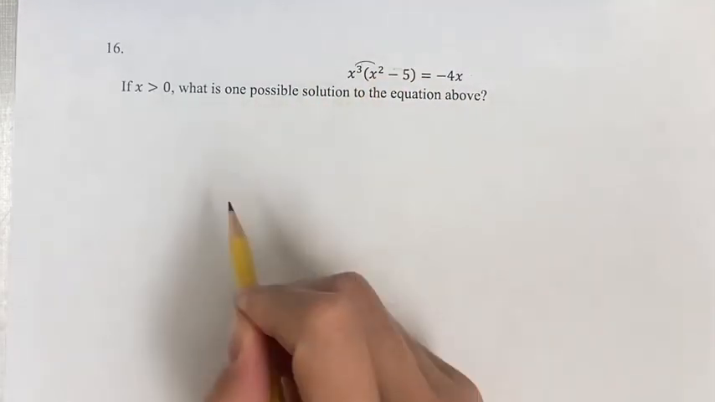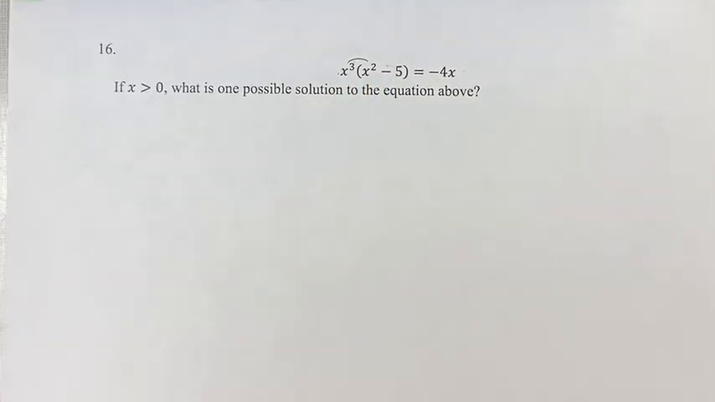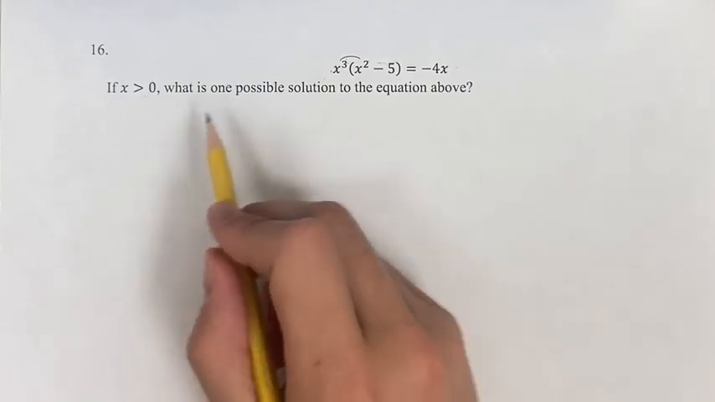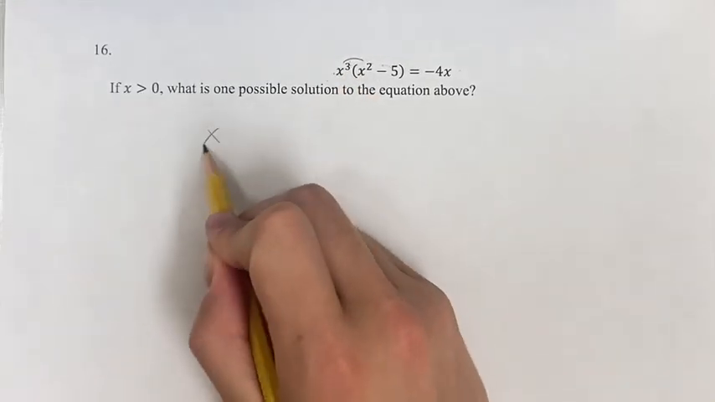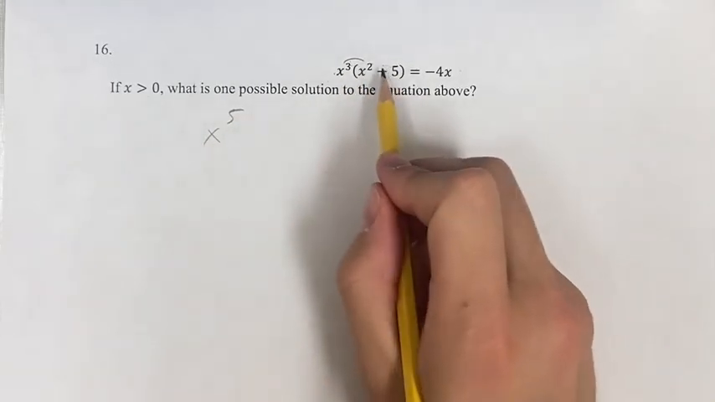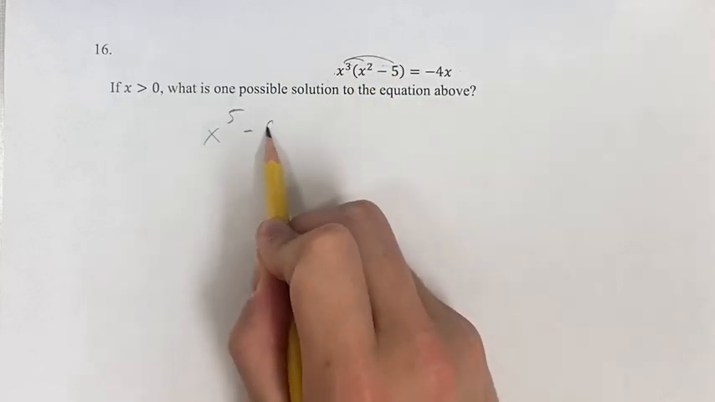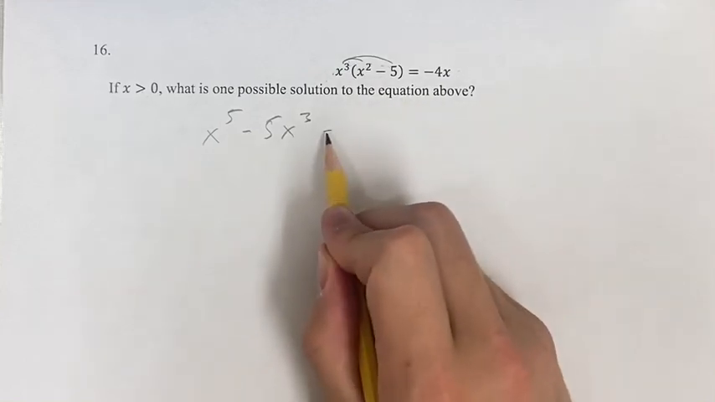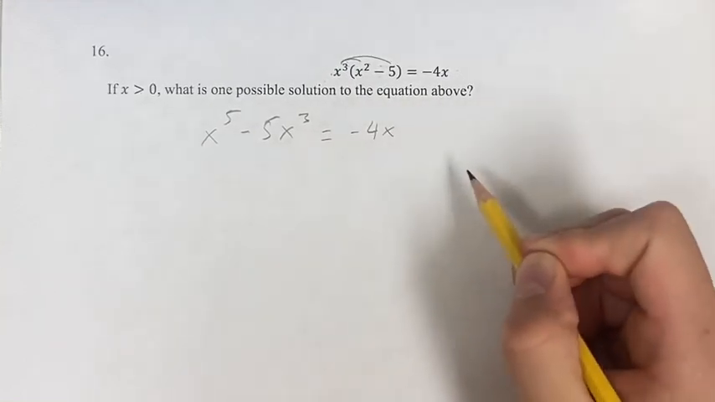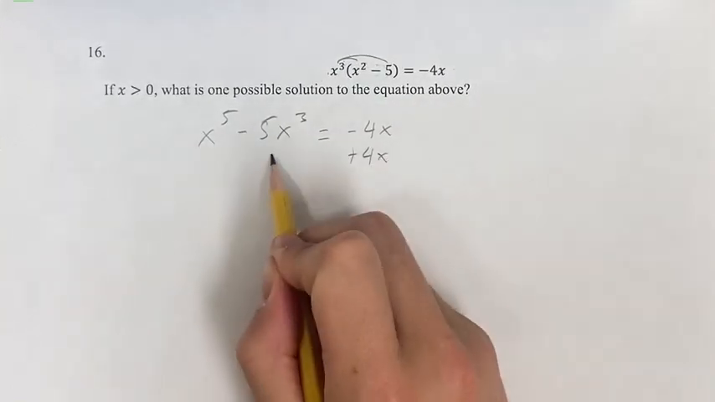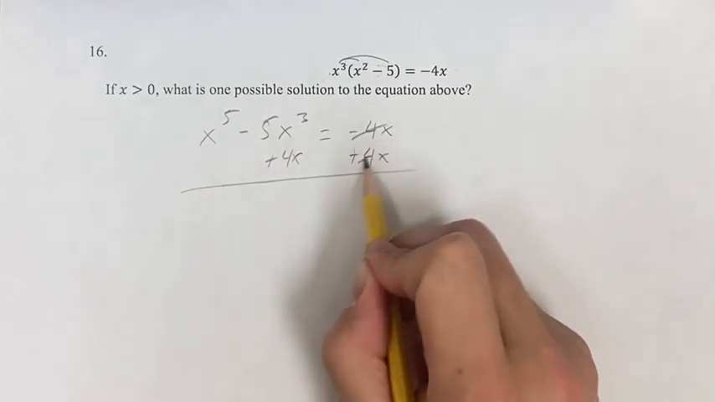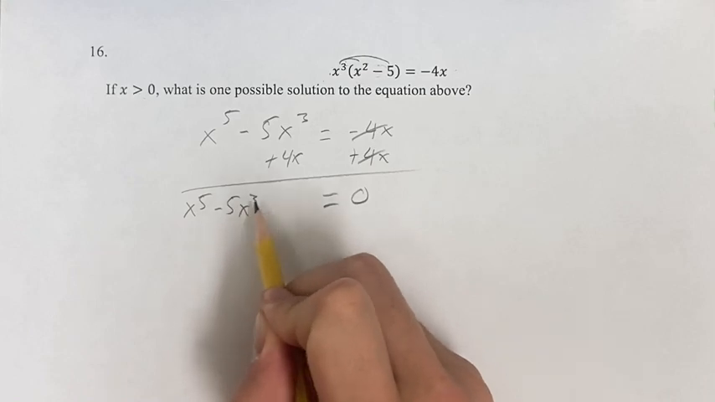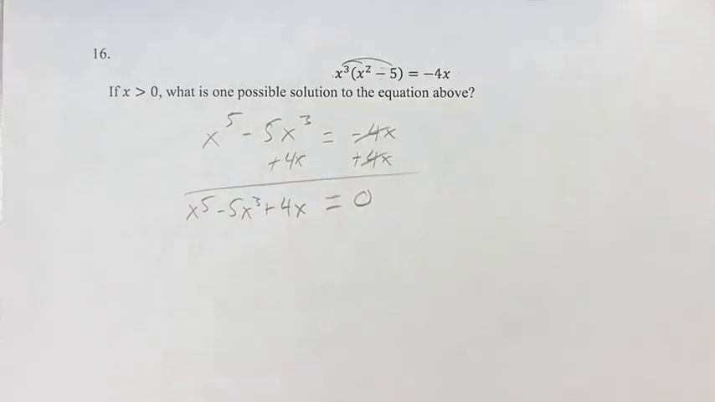So distributing, we get x cubed times x squared. When you're multiplying two things with the same base, you can add their exponents. So this is x to the 3 plus 2, and 3 plus 2 is 5. Minus 5x cubed. Again, distributing both, don't forget the negative. And this is equal to negative 4x. Now we want to get the 4x onto the other side, so we have all the x's in one place. So this is going to give us x to the 5th minus 5x cubed plus 4x is equal to 0.